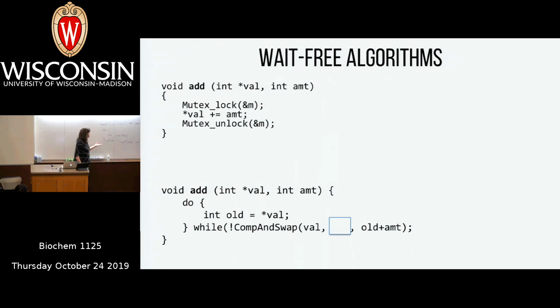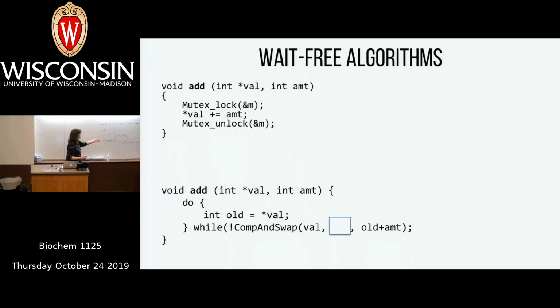So how do we figure out if someone has changed this? We basically want value to still be equal to the old value. So as long as when we do this instruction here, we see that value is still equal to what we remembered it as, then we can increment it to the new value and be done.